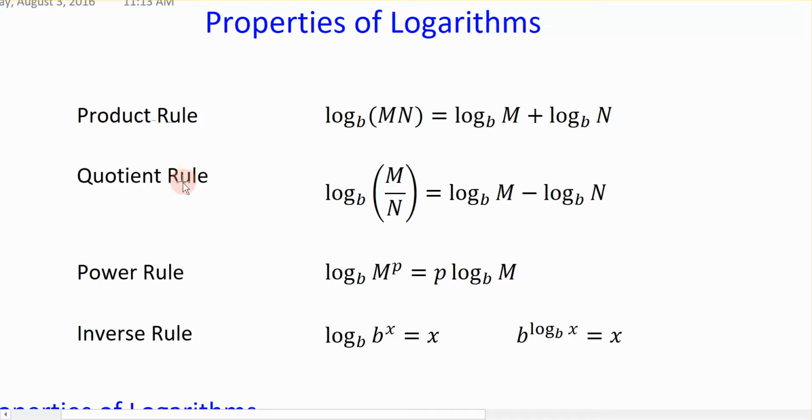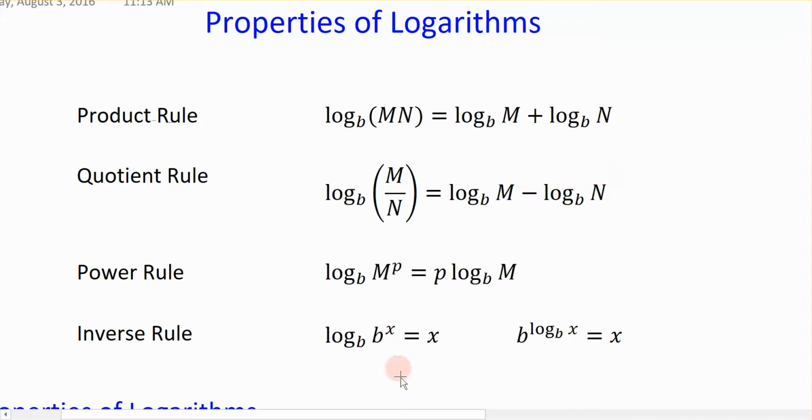Okay, we have a similar property when we talk about the quotient rule. So this says log base b of m divided by n. So order matters for subtraction. This breaks out into log base b of the first argument, or the numerator, minus log base b of the second argument, or the denominator.